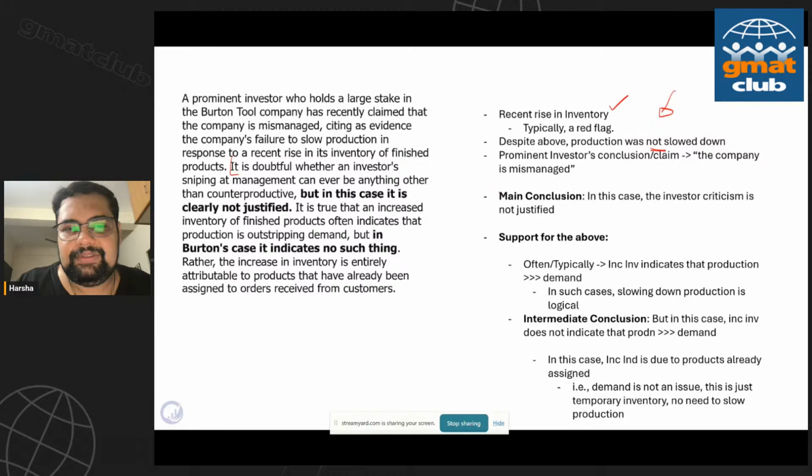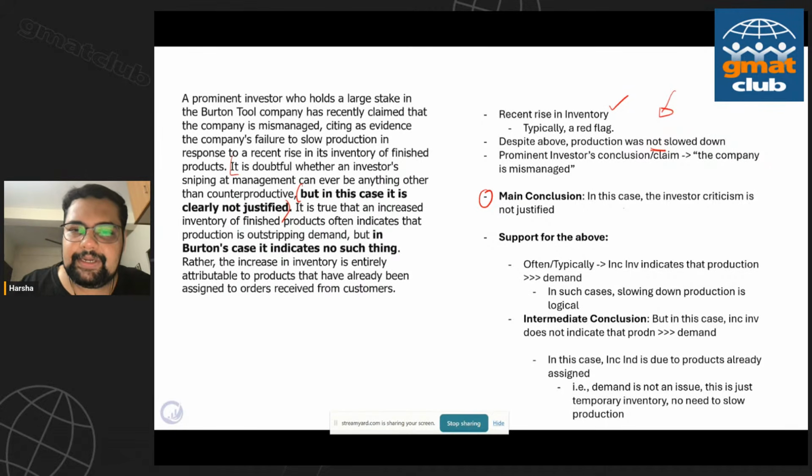So here the author is clearly taking a stand. I'm happy to see that all of you are able to crack this idea that this is the main conclusion here. In this case, the investor's criticism is not justified. The rest is the author supporting that idea.